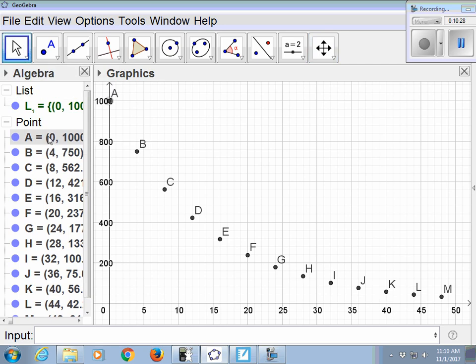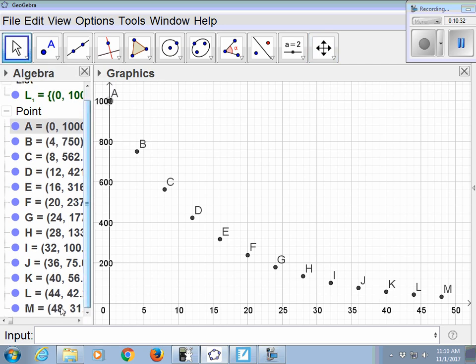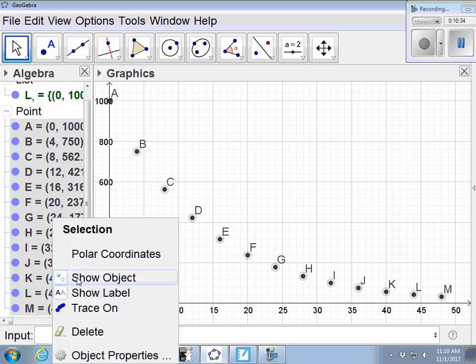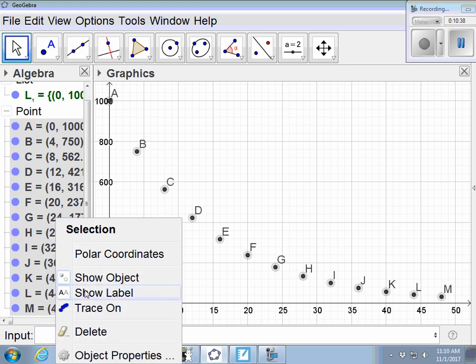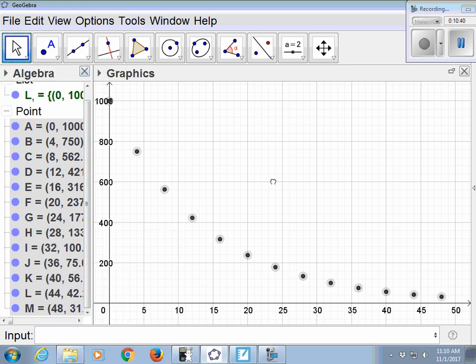And I'm just going to hide the labels. Oops. There we go. All right, so you can see this exponential decay curve. Right, this is my exponential decay flavor.